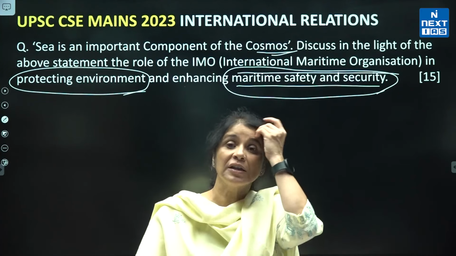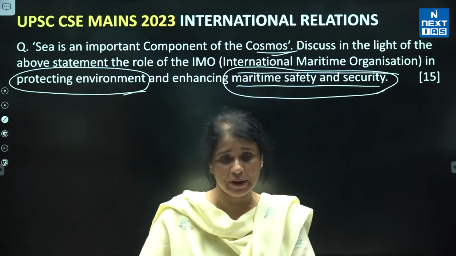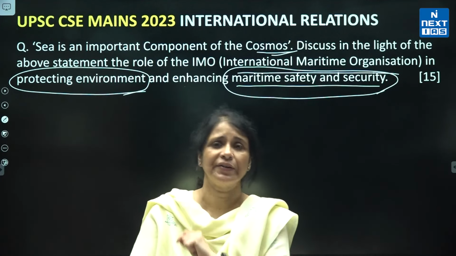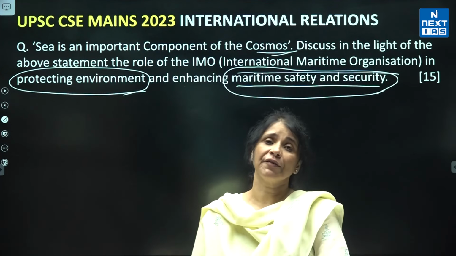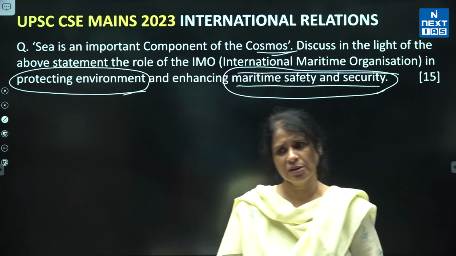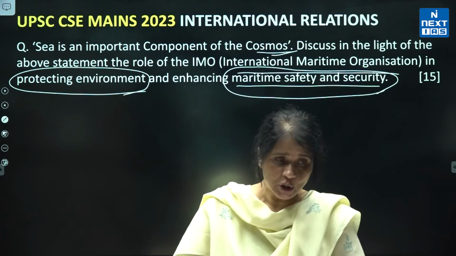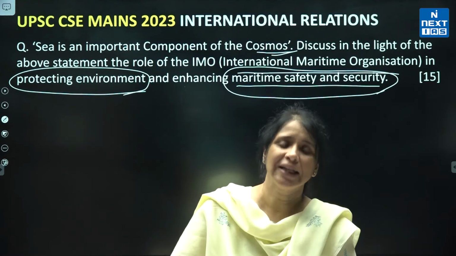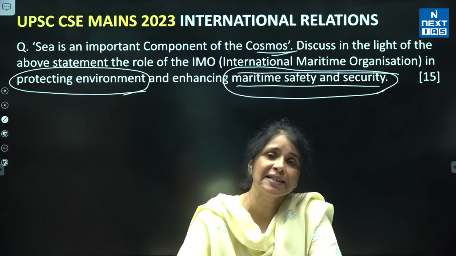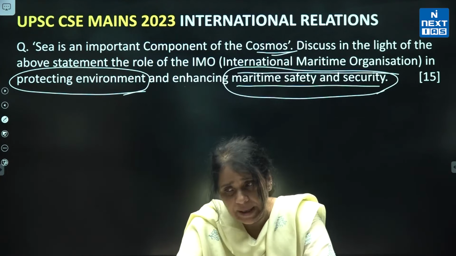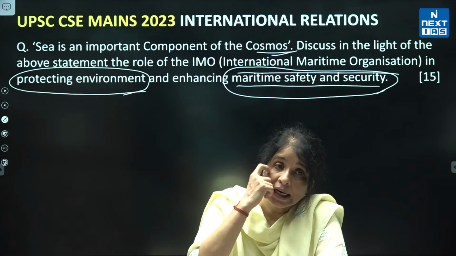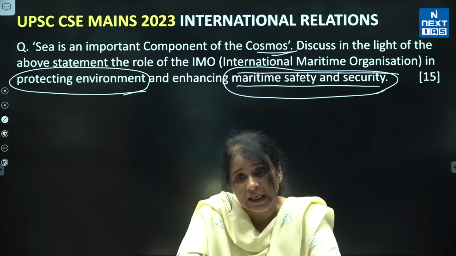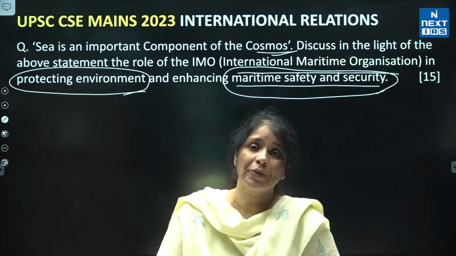Even at the time of disasters, natural or man-made calamities, it has been actively involved in search and rescue operations to save lives. It is also working with international organizations and naval forces of different countries to counter piracy, robbery and non-traditional security threats. It is also setting standards for construction equipment to ensure safe construction of ships, because if ships are not properly designed and constructed, it is definitely a threat to the lives of so many people.